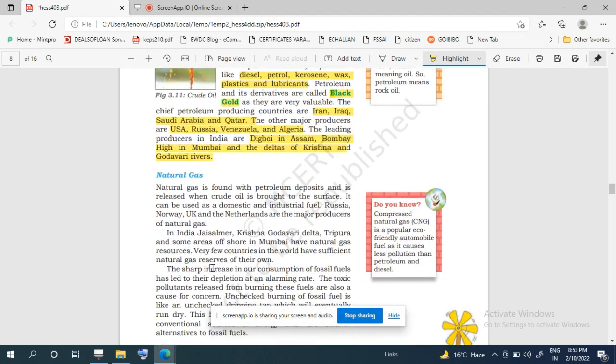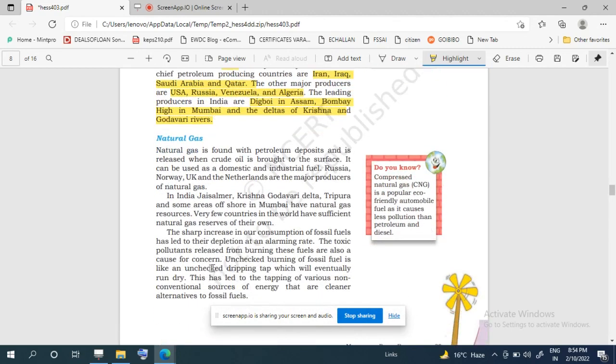Okay, now we will see about natural gas. Natural gas is found with petroleum deposits only. Wherever petroleum deposits are there, we find natural gas also, right? And when this crude oil is brought to the surface, then it is released. It can be used both as domestic fuel and as industrial fuel.